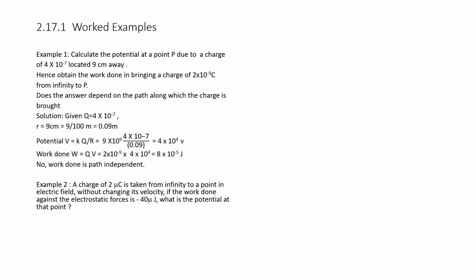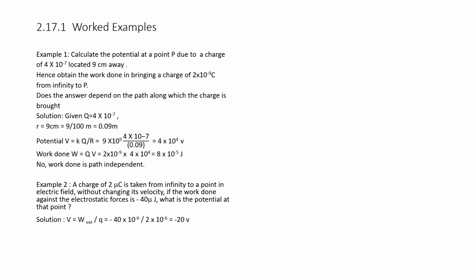Now let us take up example 2. A charge of 2 microcoulomb is taken from infinity to a point in an electric field without changing its velocity. If the work done against the electrostatic force is 40 microjoules, what is the potential at that point? So a charge value is given, which is brought from infinity to the point in the electric field at a constant velocity, and work done is given, and we have to find the potential.